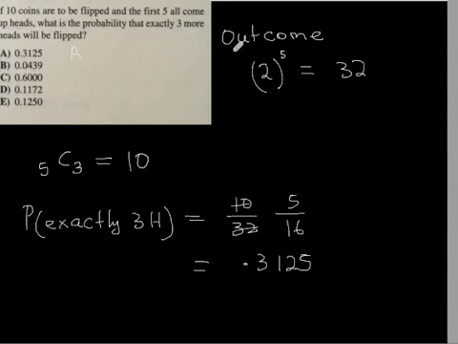To figure out the total outcome, you have to look at the number of events and raise it to however many times you flip the coin. So let's read the question together. If 10 coins are to be flipped and the first 5 all come up heads, what is the probability that exactly 3 more heads will be flipped?